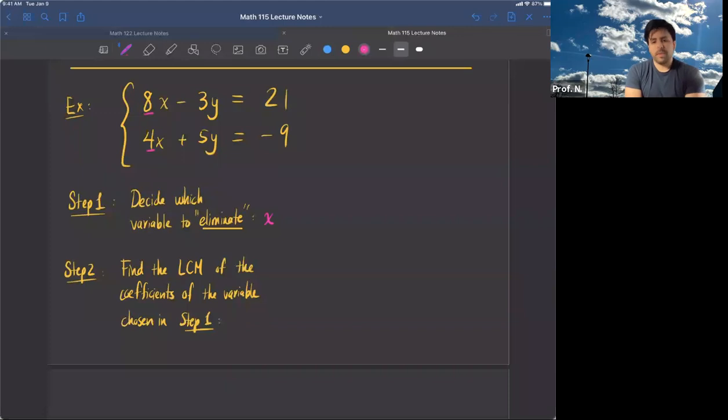Right, Shazab. We're going to do that eventually. But before we do that, I want to make sure we see the steps. So I want to find the LCM between 8 and 4. What is the least common multiple between 8 and 4? It's going to be 8. Now the question is, why did I find the LCM?